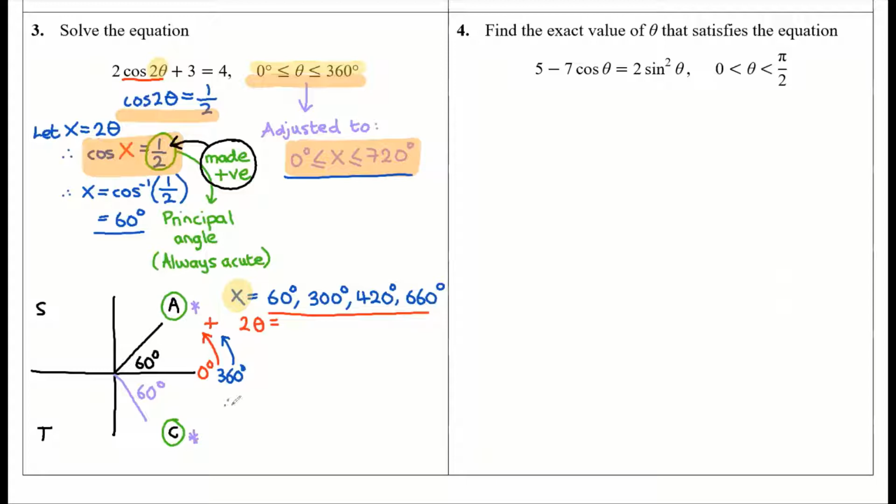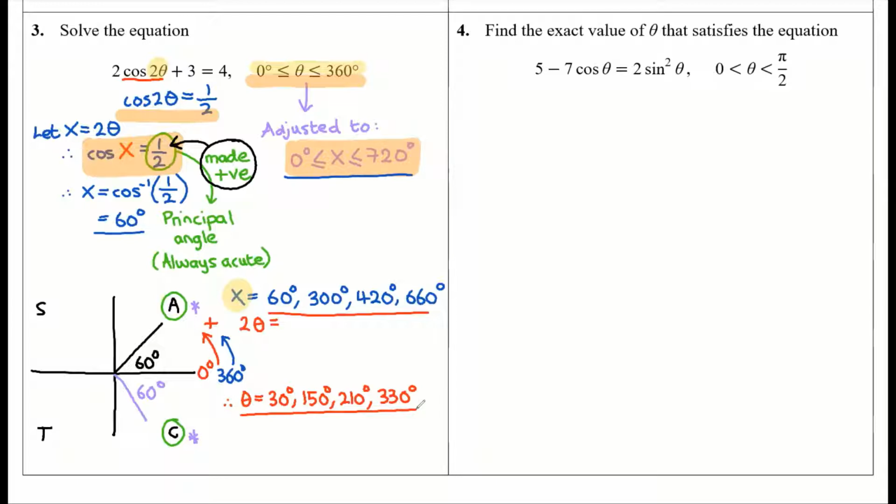So therefore, theta is going to be 30 degrees, half of 300, which is 150 degrees, 210 degrees, and 330 degrees. Okay, and that's question 3 done.